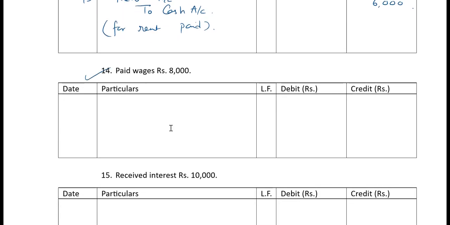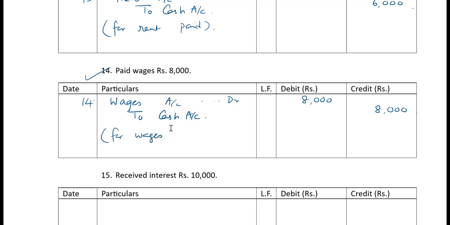Fourteenth transaction, paid wages, rupees 8,000. Again, it's an expense which is incurred by the business. The name of the expense is wages. There's an increase in wages. So we debit the wages account with 8,000 rupees. The other account involved is cash account. Cash is an asset and there's a decrease in asset. So I credit cash account with 8,000 rupees for wages paid.